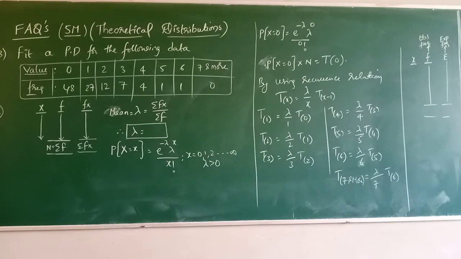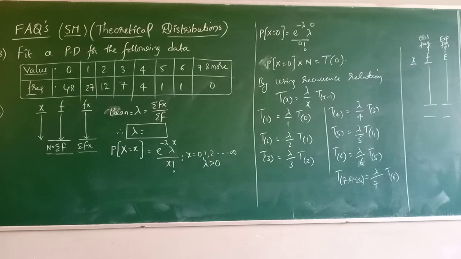Expected frequencies are generally denoted by T of 0, T of 1, T of 2. Given frequencies are observed frequencies. Now coming to the problem, first the initial 0th term, P of x equals 0, you substitute in the PMF form, and then multiplied by N becomes the first expected frequency T of 0.